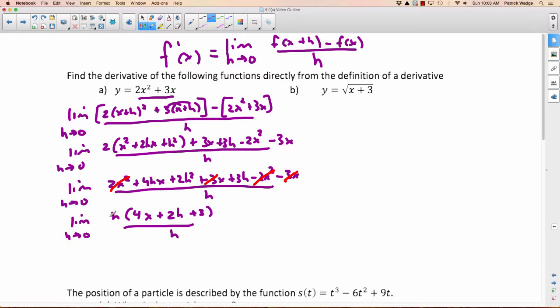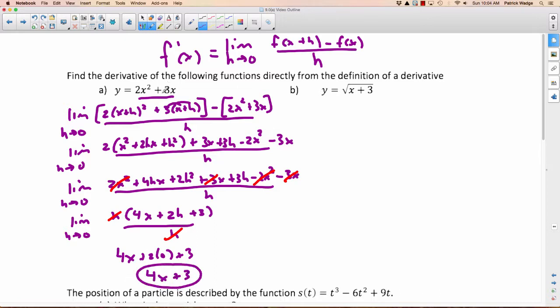You can cancel these h's out. If I plug in 0 now, I can substitute. If I substitute 0 in here, I get 4x, because I'm not substituting into x, I'm substituting into h. So 4x plus 2 times 0 plus 3. Well, 2 times 0 is just 0, I don't need to write it. I get 4x plus 3.